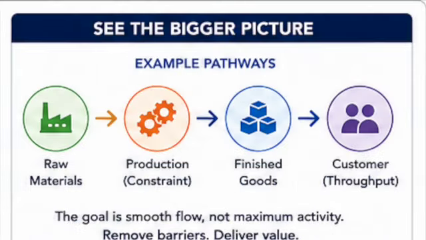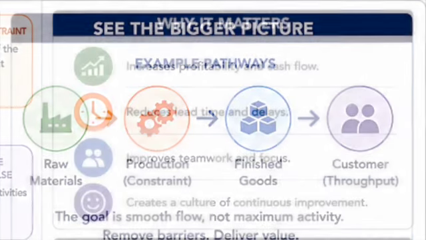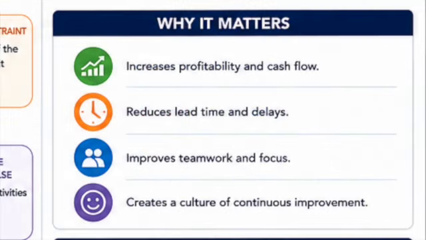The right panel. Now move to the right side of the book map. Here we see the bigger picture. Follow the pathway from raw materials, through production, to finished goods and finally to the customer. Goldratt reminds us that the objective is smooth flow, not maximum activity. Busy machines can still produce delays if the bottleneck is ignored.